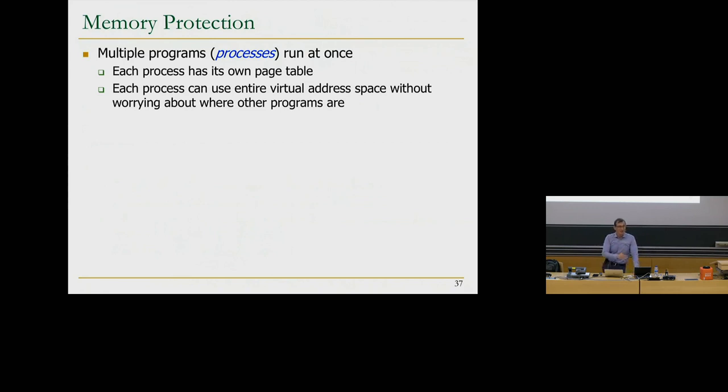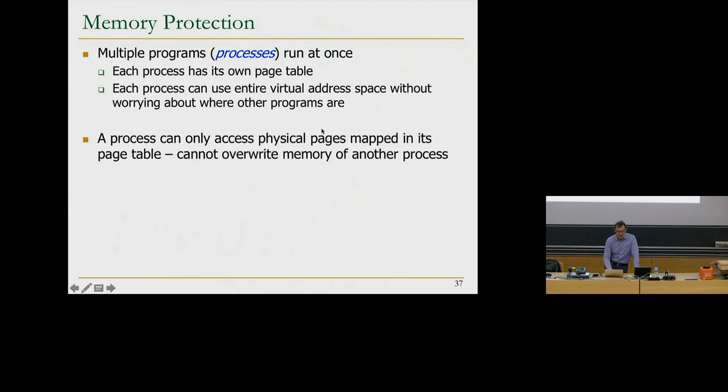But virtual memory, by enabling this indirection and having a virtual to physical mapping for each process, saves you from a lot of headache, because you don't need to think about other programs. So a process can only access physical pages mapped in its page table. It cannot overwrite memory of another process. So that's beautiful, right? It's memory protection, basically. So it provides protection and isolation between different processes so that they don't touch each other's data. They cannot read each other's data. They cannot write to each other's data unless they specifically share a page.